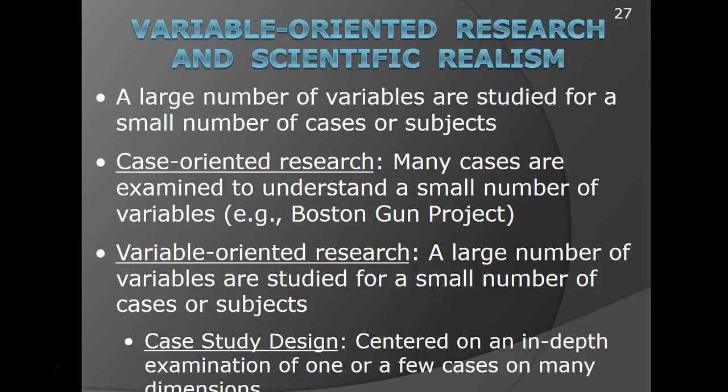You might want to use variable-oriented research and scientific realism within your quasi-experimental. So you might have a large number of variables that you want to study in a small number of cases. You may only have access to a small number of cases, so you're going to try to study as many variables as you can. You also might have many cases, and if that's the case, you might want to understand just a small number of variables. That was done in the Boston Gun Project. That's case-oriented research. You might have a large number of available variables that are studied for a small number of cases. That could be variable-oriented research.